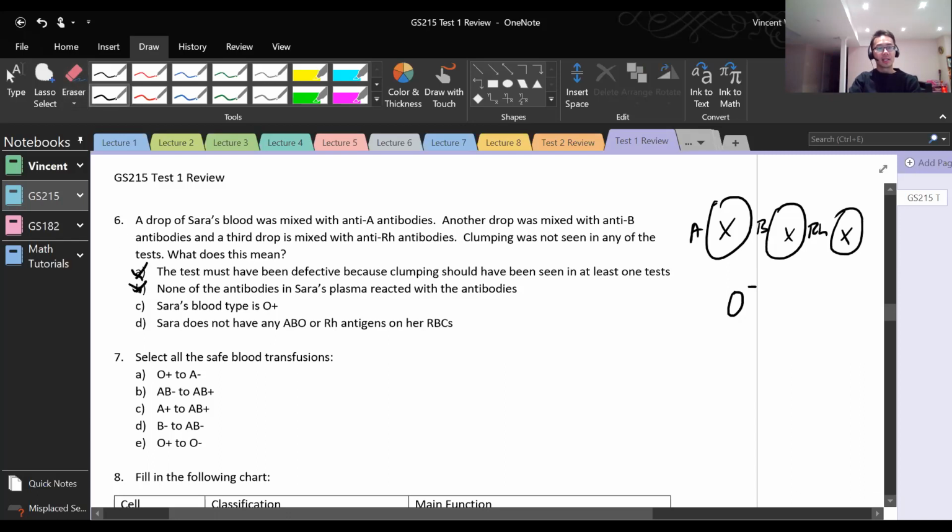That is incorrect. Sarah's blood is O positive. No, we figured out it's O negative, because there's no reaction with the Rh. And D, Sarah does not have any ABO or Rh antigens on her RBC. That's the correct answer. Because she does not have A, she does not have B. That's why we didn't see any reactions with the antibodies. And there is no Rh on it as well. That's why there was also no reaction with the Rh. So the correct answer is D.